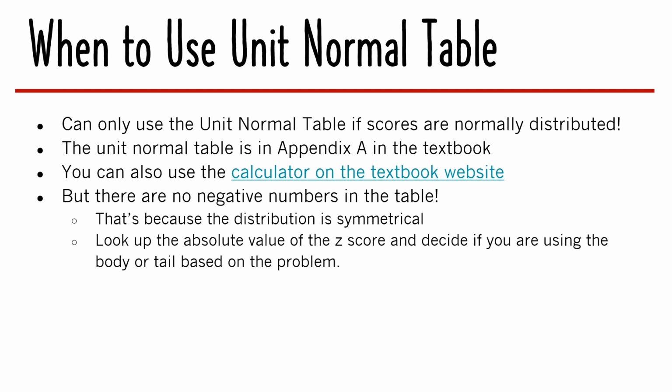What you'll notice is that there are no negative numbers in the table, but you can clearly get negative z-scores, right? If somebody has a score below the mean, you can get a negative z-score. And that's because the distribution is symmetrical, right? The body and tail you would get for a positive 1 is the same as you would get for a negative 1. What you do is you look up the absolute value of a z-score and then decide if you're using the body or tail just based on the context of the story problem. Okay. All right, so that is all you need in order to get started on the activities in Chapter 3.